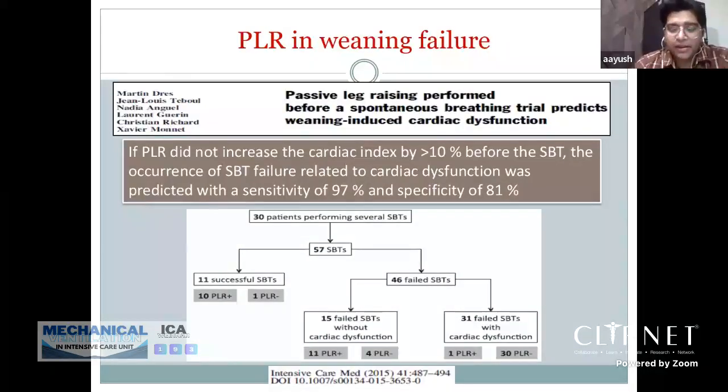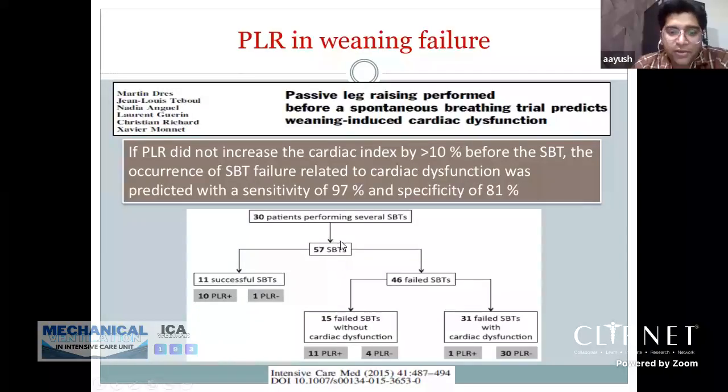Passive leg raising. Passive leg raising has been found to be a quite substantial tool for fluid responsiveness in the ICU, and it is routinely used to determine fluid responsiveness. So this trial evaluated the use of passive leg raising to diagnose weaning-induced cardiac dysfunction, and they found that if passive leg raising did not increase the cardiac index by more than 10%, that is, preload independence before the SBT, the occurrence of spontaneous breathing trial failure related to cardiac dysfunction was predicted with a sensitivity of 97% and a specificity of again 80%.